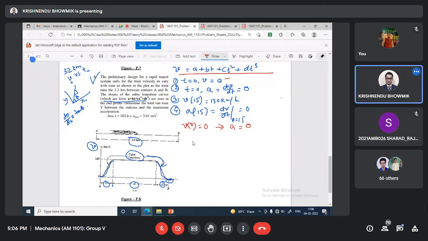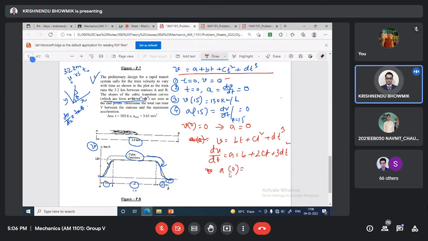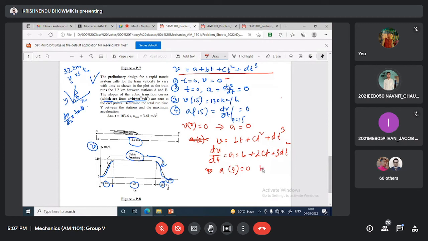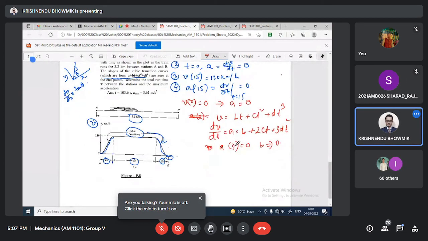Next one is the acceleration at 0. Velocity is given. Let me write v equals bt plus ct square plus dt cube. So dv/dt, the acceleration, equals b plus 2ct plus 3dt square. Acceleration at t equals 0 is 0, so d equals 0. Then finally we have v equals ct square plus dt cube.